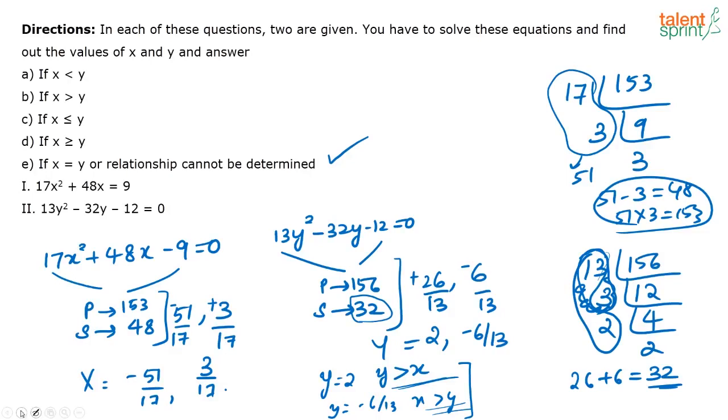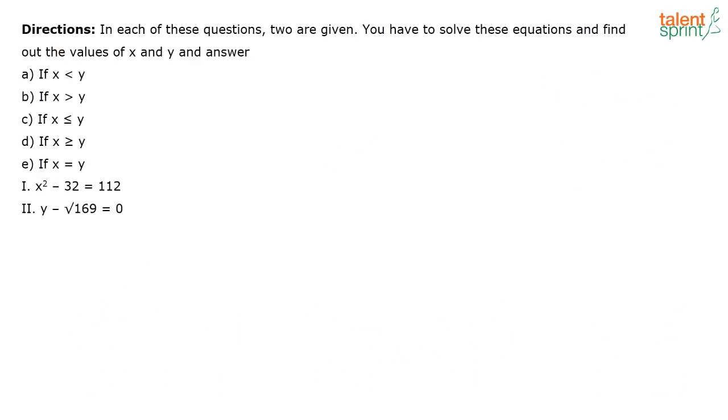Yes? Now next question. Oh, this is a very easy one. Here the sign will not be required because there is only one x squared term. You just have to get the answer and compare. So here what do you do? See, you have x squared is equal to, take the constant terms to the other side. So 112 plus 132, that is 144. So what can be the value of x? X can be plus or minus 12.